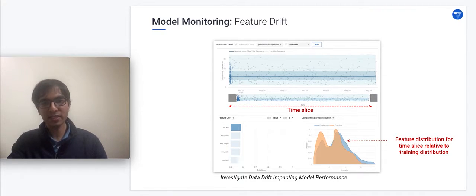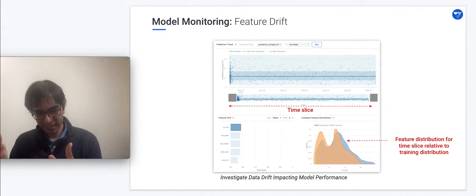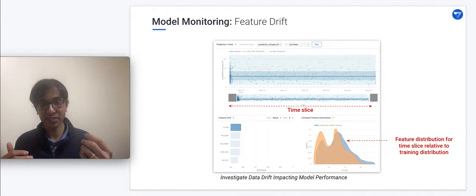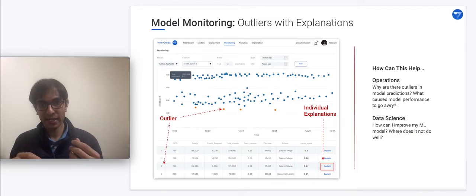A third feature of the platform is monitoring. So here you can route your live traffic. You can serve your model anywhere, but you can route your live traffic to Fiddler. And then Fiddler can tell you whether the features that the model is facing in real time are drifting relative to the training distribution. Or it can also help you catch outliers. Are there egregious predictions, really high or really low predictions that the model is making in real time?